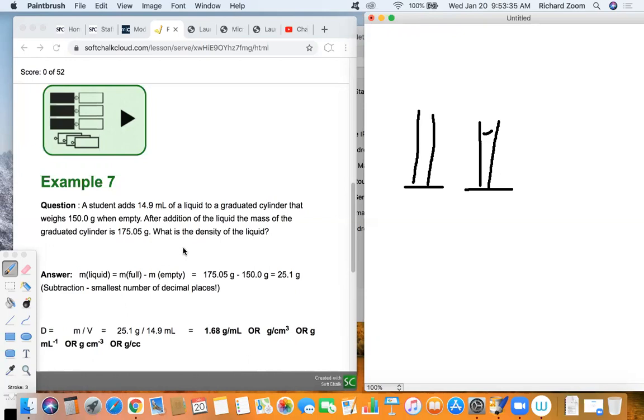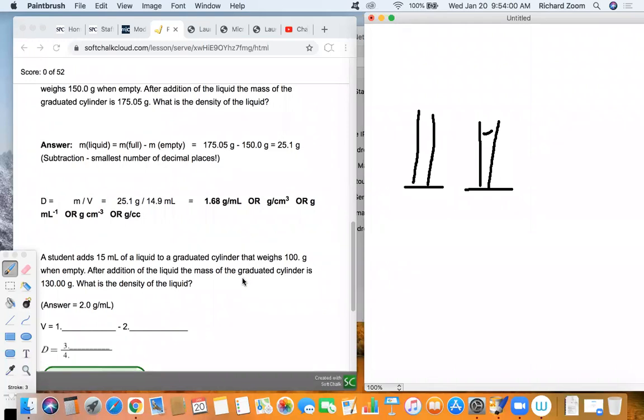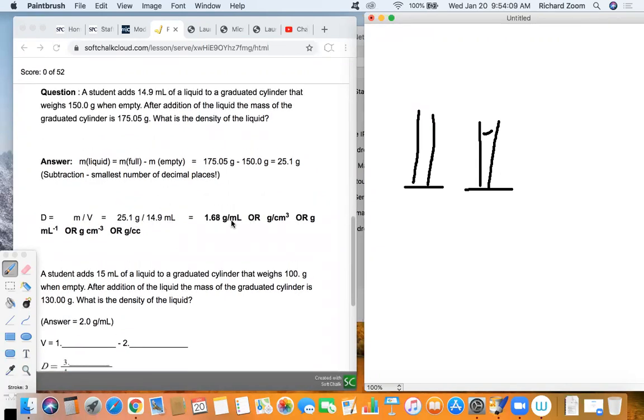So for this one, it's a similar situation as what we had previously. The mass of the liquid is going to be full minus empty. It's going to be 175.05 minus 150.0, but look at the difference in the decimal places here. One is 2 decimal places, the other one's 1 decimal place, which means the answer comes out to 1 decimal place as well. And then we take the 3 significant figures here that we get, and we use that as the mass and divide it by the volume that's in the problem, and that will come out to be 3 significant figures.